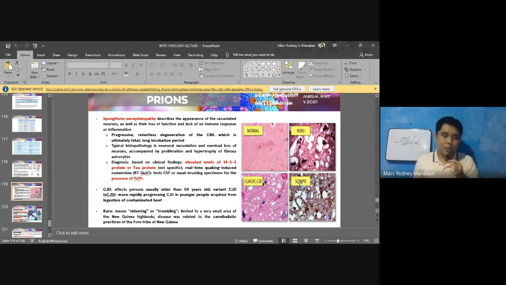So sa pangalan niya, spongiform because ang appearance sa brain or sa brain tissue usually kay murag sponge, no? Spongiform encephalopathy. So vacuolated ang neurons, nagbuslot na sila, vacuolated, and loss of function and lack of an immune response or inflammation. So it's a progressive degeneration of your CNS, which is ultimately fatal, and long incubation period. Again, vacuolation of neurons. As you can see the mga dagkong circles, the vacuoles inside neurons, and that's why it's called spongiform. Kumara sponge in appearance.